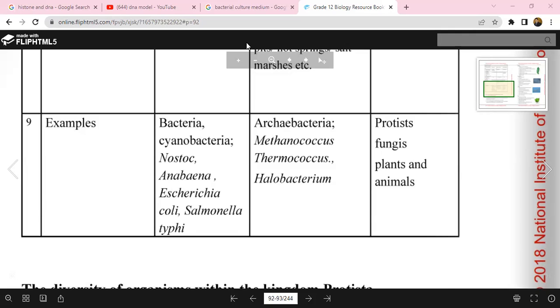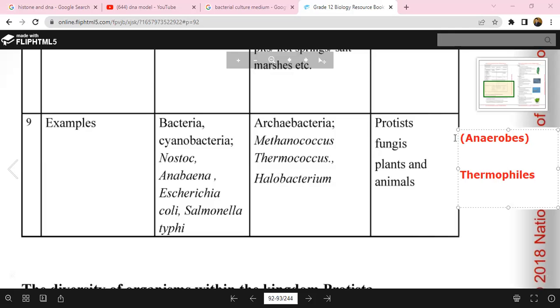Methanococcus is an anaerobic bacterium. It's an anaerobe. Anaerobes are extremophiles, correct? So under Methanococcus you have to mark it as an anaerobe. Thermococcus, as the name tells you, is a thermophile. And Halobacterium is a halophile. In a salt environment, a highly saline environment, Halobacterium thrives. Clear? Yes, sir. Good. Complete it.